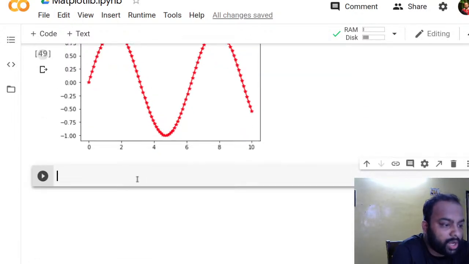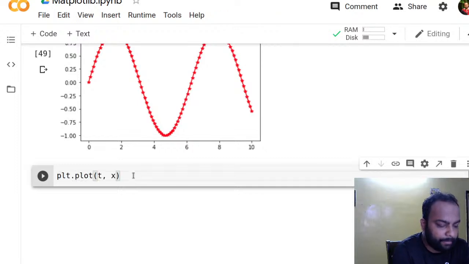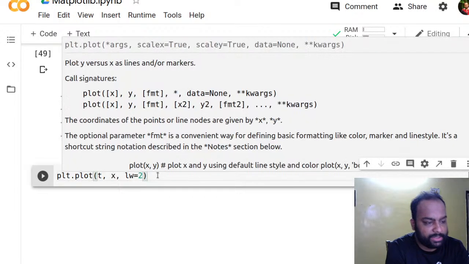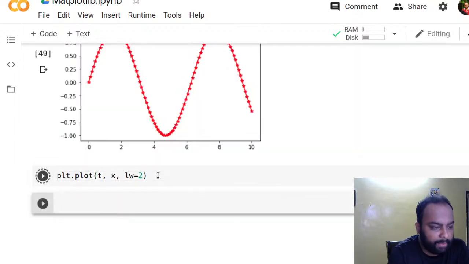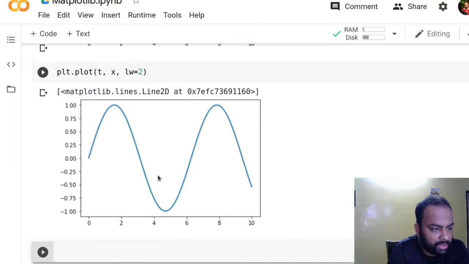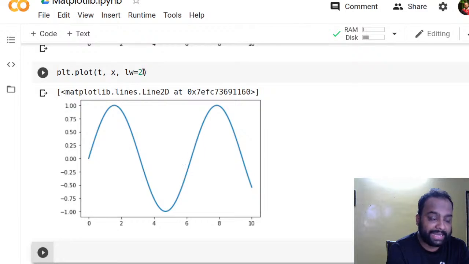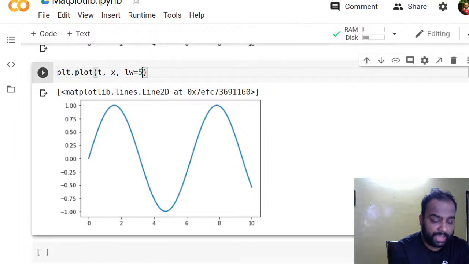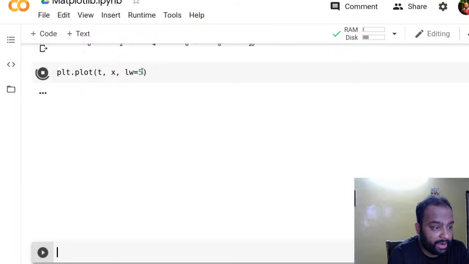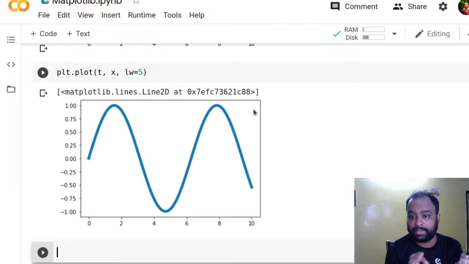All right, so now what if I want to change the line width? Of course there is a simple syntax: we can say the line width is equal to 2, for example. By default it's 1. Now I don't know whether it is visible or not, but the line is slightly thicker here. I can make the line width 5. What if I do that? See, the line is much thicker.